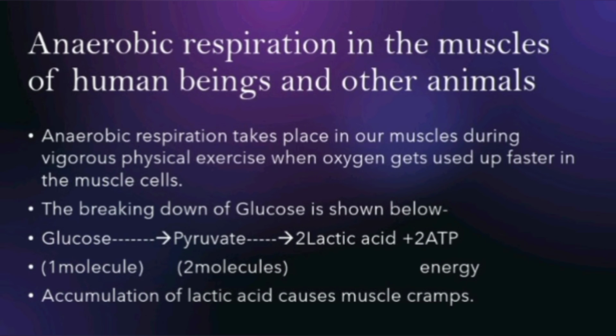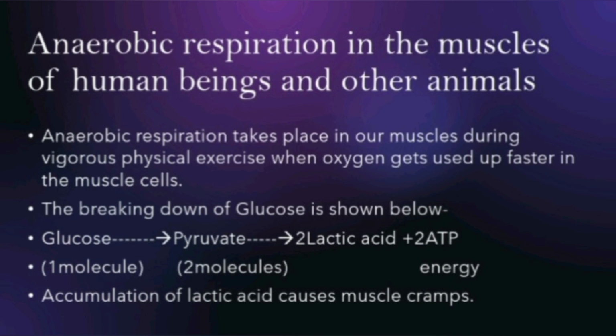See how this molecule of glucose breaks down. First, the molecule of glucose breaks down in the cytoplasm by the process of glycolysis into pyruvate. And this pyruvate in the muscle cell, in the lack of oxygen, is converted into 2 lactic acid and 2 ATP energy molecules. Since it is anaerobic respiration, the amount of energy released is much less than the energy released during aerobic respiration.